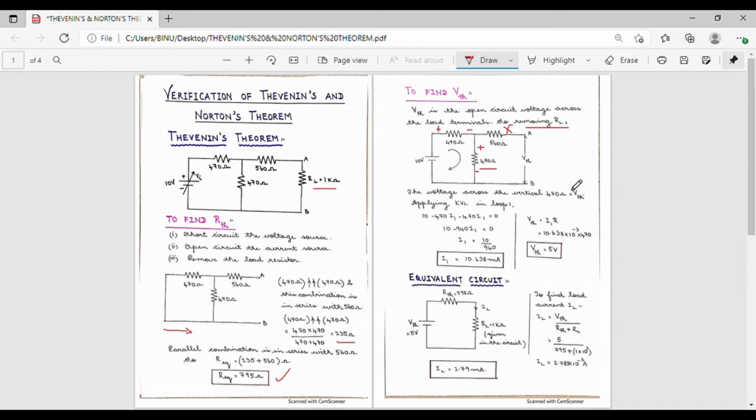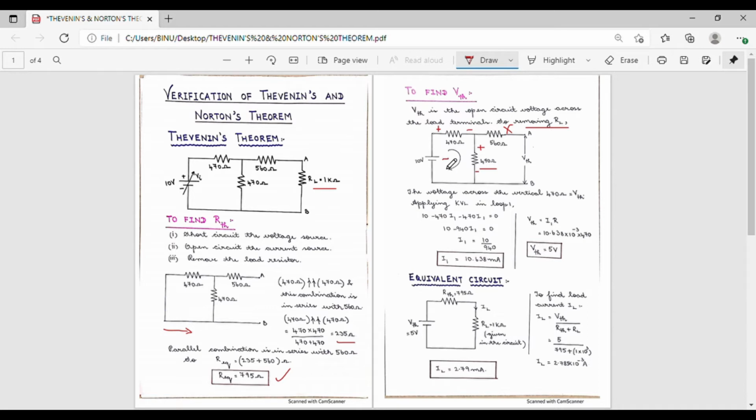Since the current is flowing from the negative towards the positive of the supply, the value of voltage is assumed to be plus 10 volt. Regarding the sign convention of the resistor, the current that is entering the resistor is assumed to be plus, and the current that is leaving the end of the resistor is assumed to be minus.